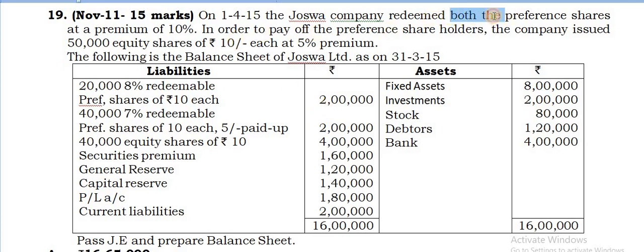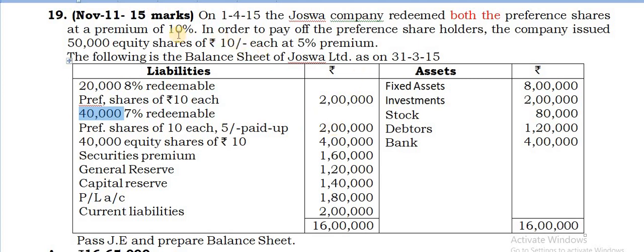Here both the preference shares are redeemed, at a premium of 10%. But to redeem this, it has to be fully paid up. So you have to make a call for the remaining 5 rupees. So as in the previous problem, you have to pass 2 entries for this. 40,000 into 5 rupees, that is 2 lakhs, right? So total number of shares being redeemed, 20 plus 40, totally 60,000. 60,000 into 10 rupees, 6 lakhs is the total amount redeemable.